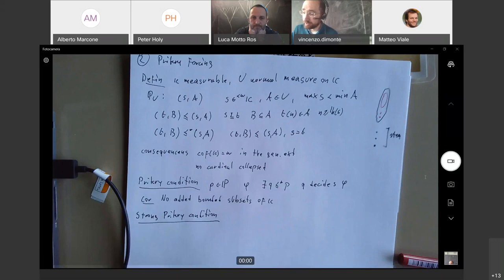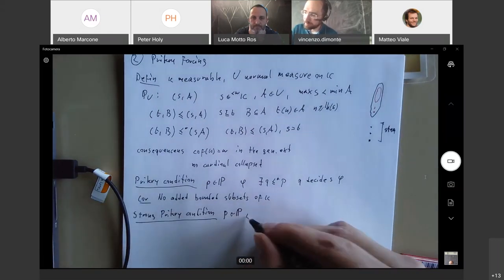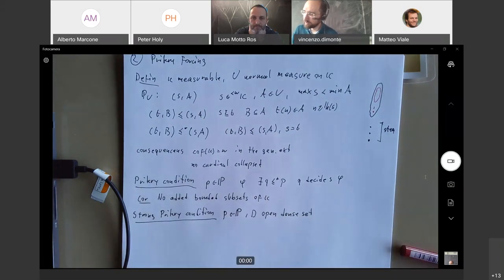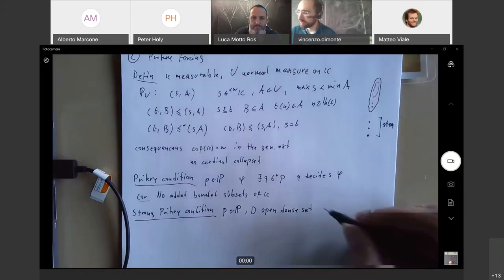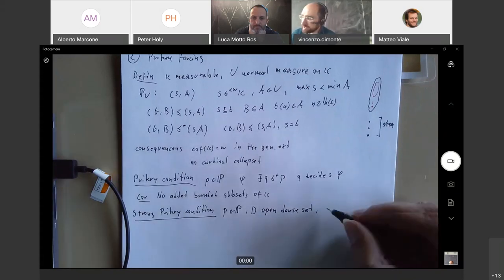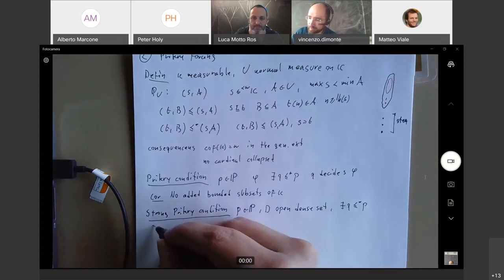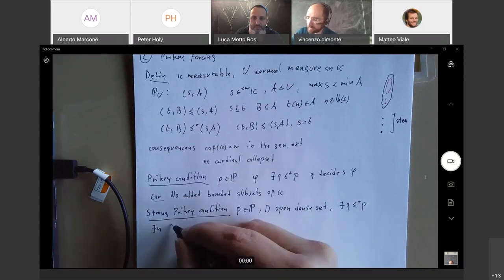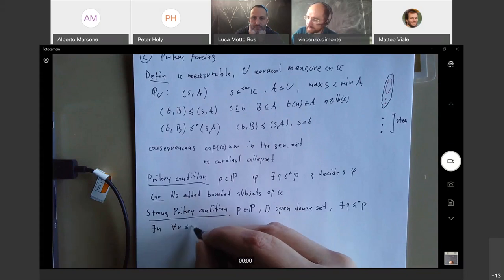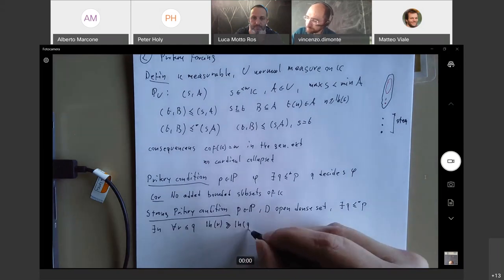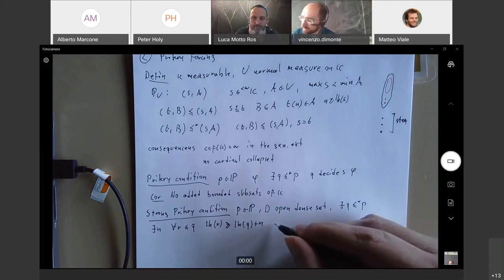And it's stronger. This says, so let's take p in P and an open dense set. Okay, this is a little bit complex. So if we have an open dense set D, then we can extend p without changing the stem, so that there is an n such that every time I extend q by at least n times, then r is in D.